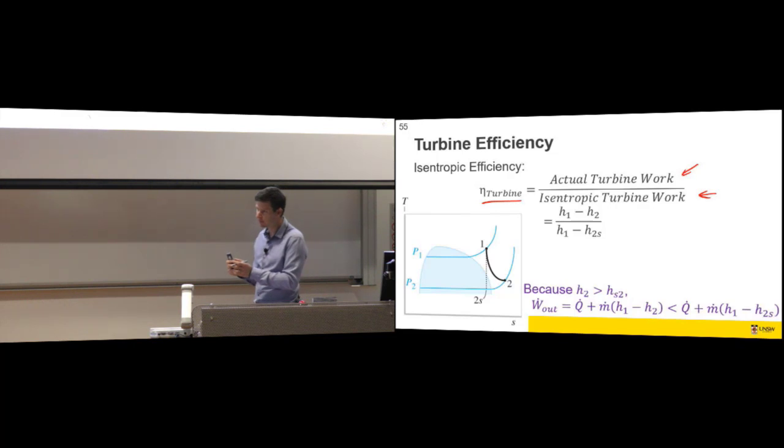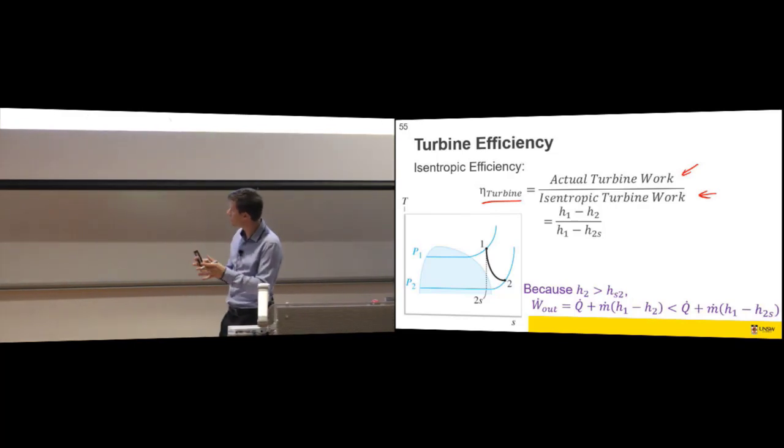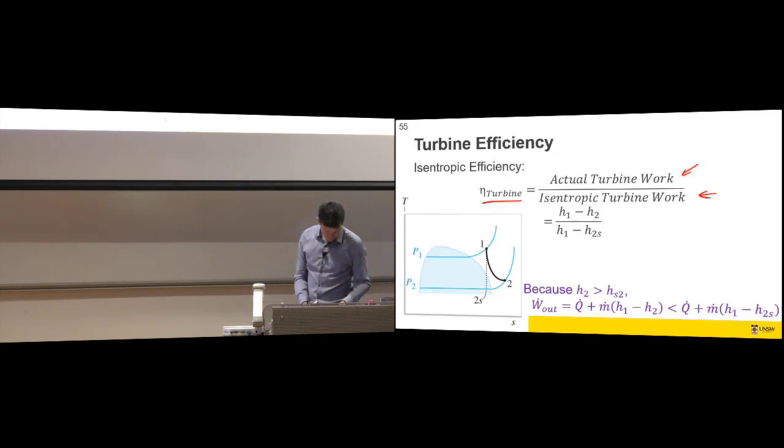So if you're asked for the efficiency of a single device, turbine, compressor, pump, it'll be asking for the isentropic efficiency. Or if you're given the efficiency for a device, this turbine has an efficiency of 92%, it's talking about the isentropic efficiency. So this is the definition in words, okay?